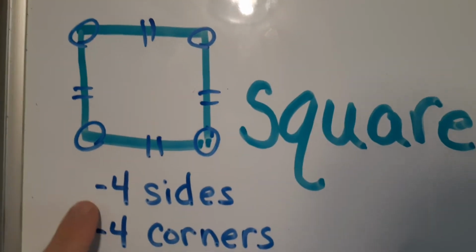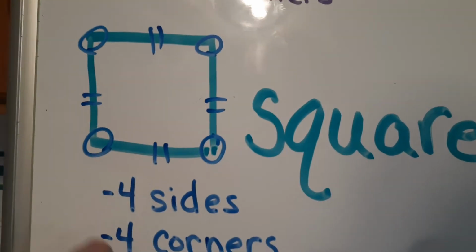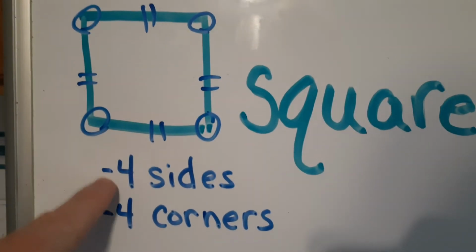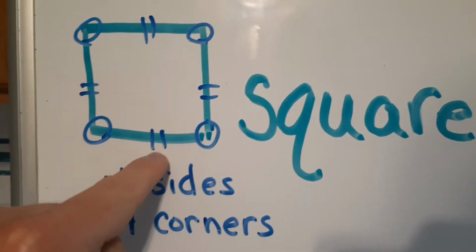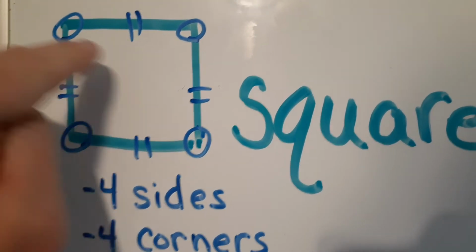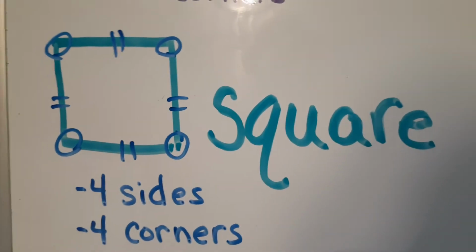Then we go down to a square. A square has 4 sides and 4 corners. Let's count the sides. 1, 2, 3, 4, and 4 corners, 1, 2, 3, 4. That is a square.